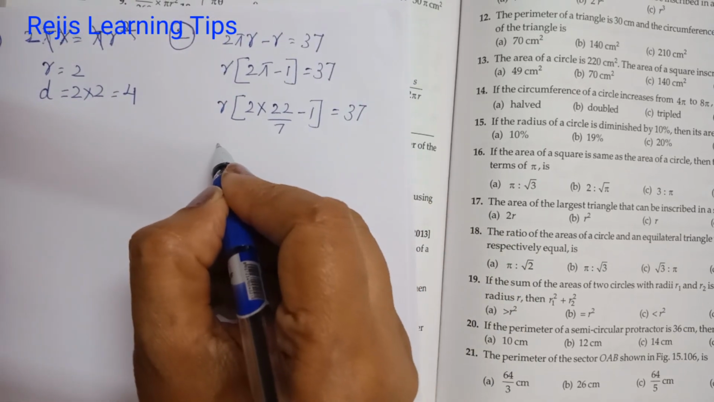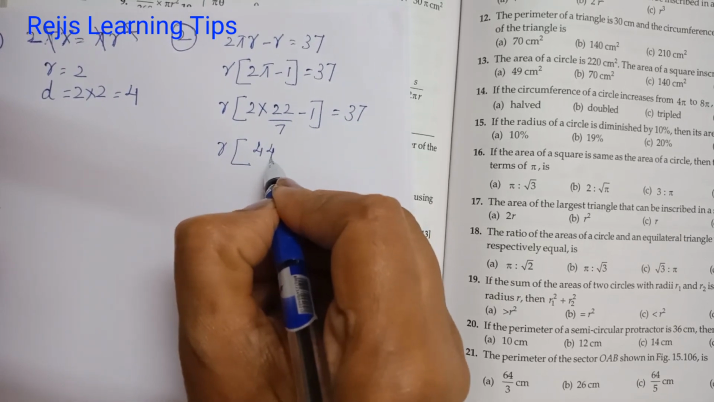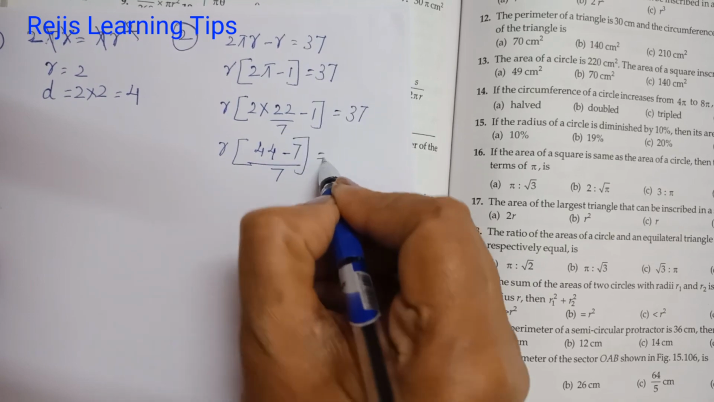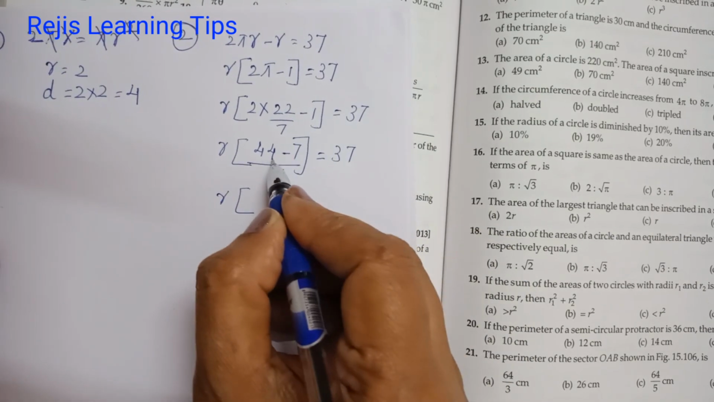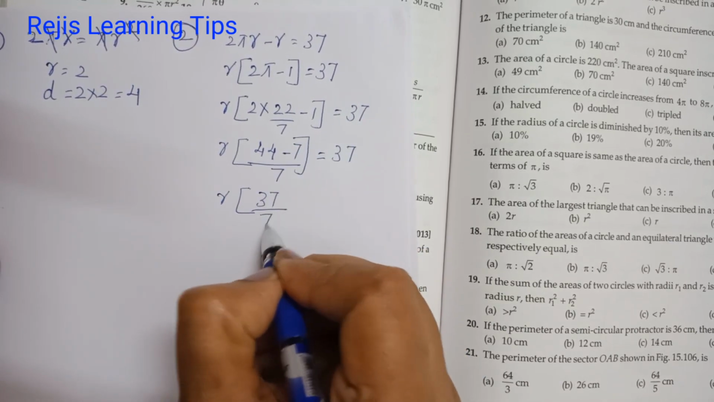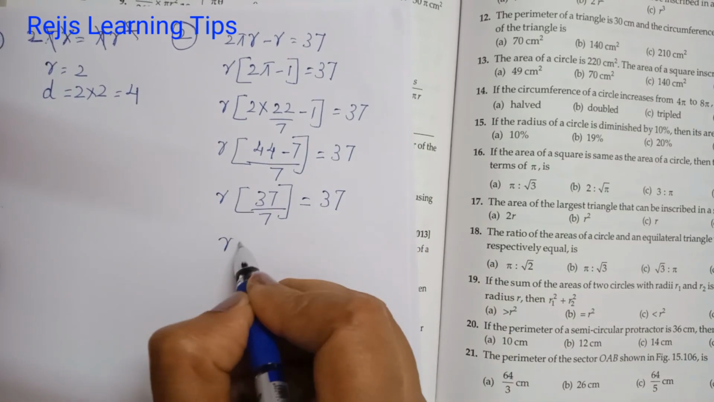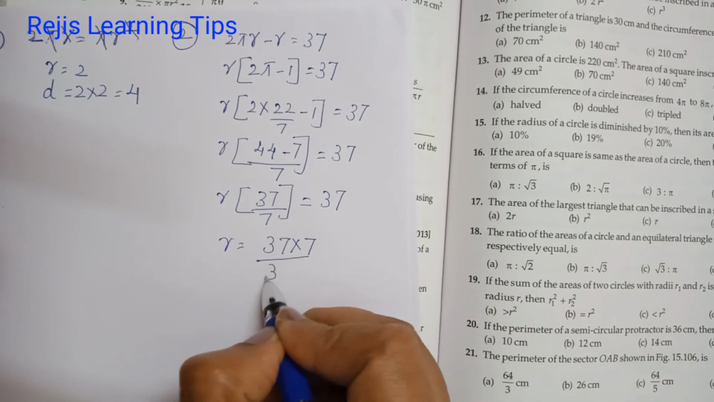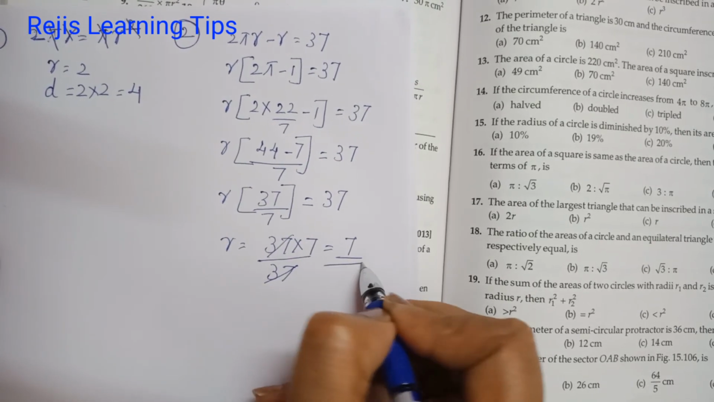Okay, then r into 44 minus 7 divided by 7 is equal to 37. Therefore, r into 44 minus 7 means 37 divided by 7 is equal to 37. Therefore, r is equal to 37 into 7 divided by 37. We can cancel this 37 and 37, then r is equal to 7.